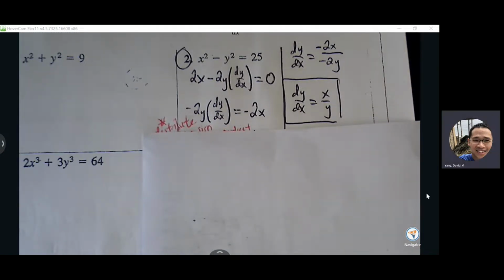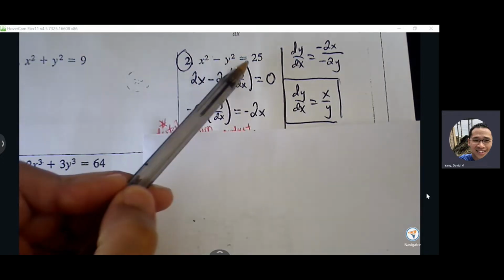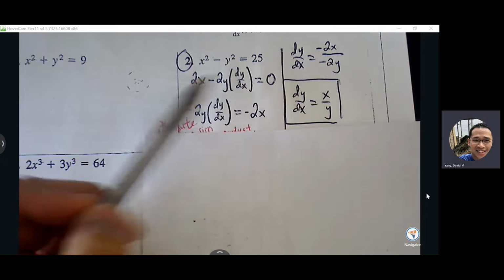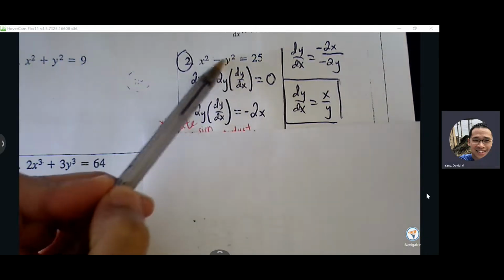x squared becomes 2x. y squared becomes 2y. Don't forget, dy/dx is going to impact every derivative of a y variable. Don't forget, 25 doesn't stay 25, it goes to 0. And that's it. That's the only calculus step involved here.